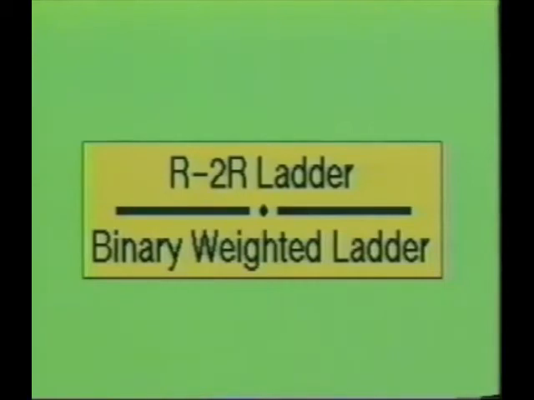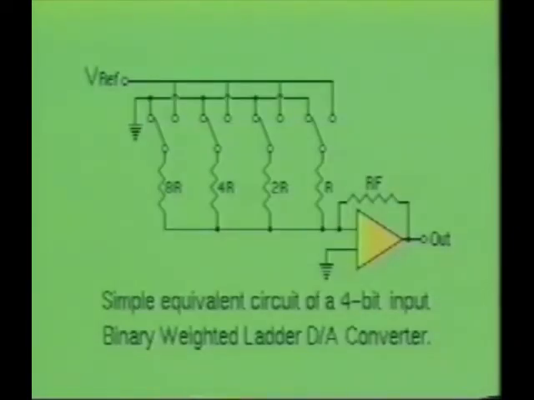The binary weighted ladder and the R2R ladder configurations are the two most common types of digital to analog devices now available. Both are based on current output resistor ladders. Here you see the basic binary weighted ladder DA converter circuit. Notice that it uses a simple operational amplifier with resistor feedback.